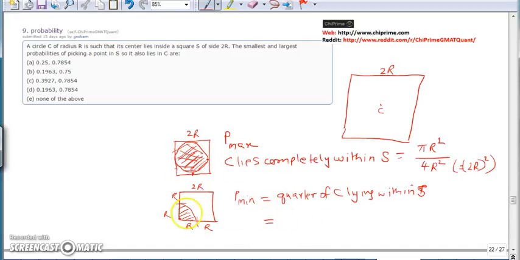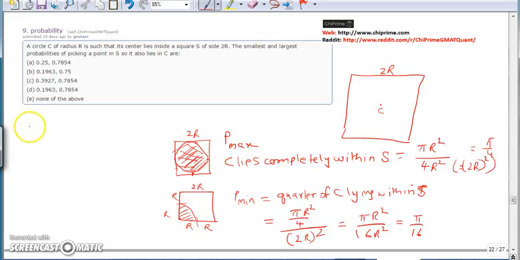And the minimum value of the probability is given by pi r squared divided by 4. That's the area of the quarter circle divided by the area of the full square. So that's 2r the whole squared, which is pi r squared by 16 r squared, which is pi by 16, and in the other case it is pi by 4. All right, so we need to compute the values of pi by 4 and pi by 16.